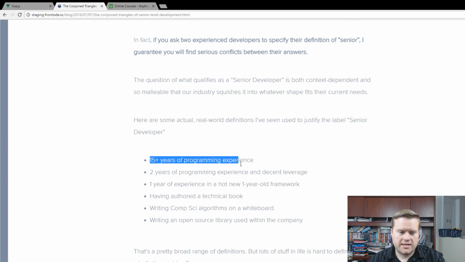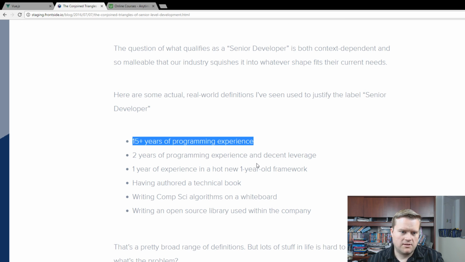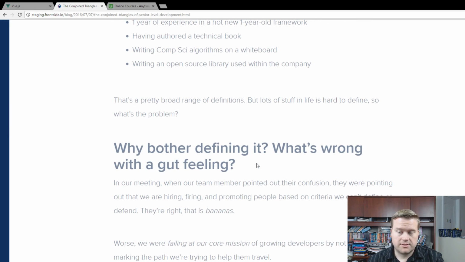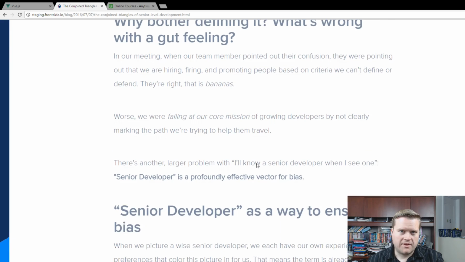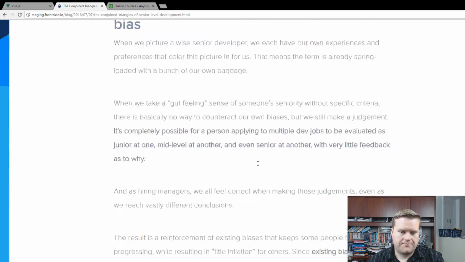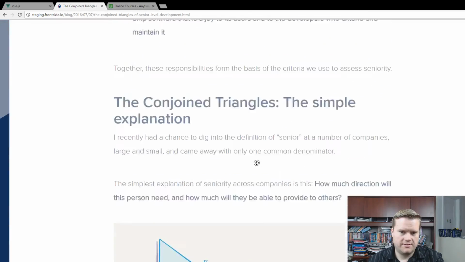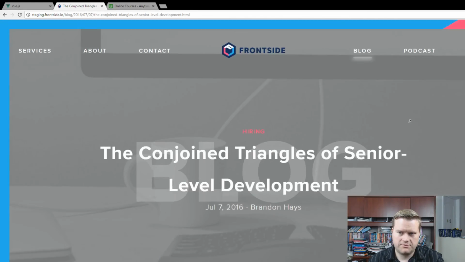So, as I was saying, it's really hard to define what a senior programmer is, but one thing they try to do in this blog article is to talk about a couple of different things, because just because you have a lot of experience doesn't necessarily make you a senior developer. And there's usually three things that can make you a senior developer. And they talk about, I'll scroll down here to show you, the conjoined triangle.